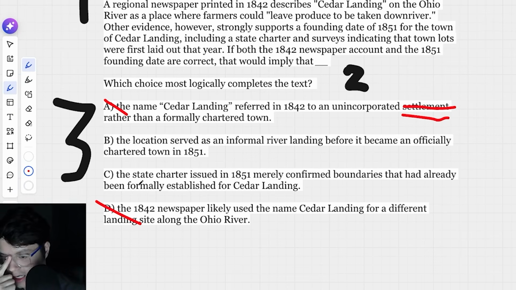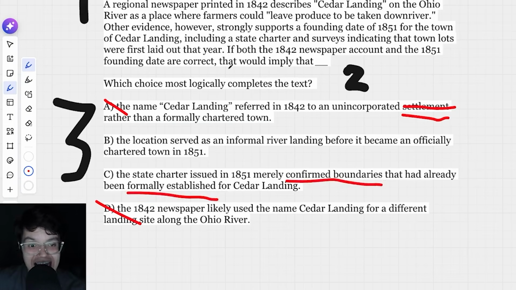What would be wrong with C? The state charter issued in 1851 merely confirmed boundaries that had already been formally established for Cedar Landing. The reason C would be wrong is that it is basically saying the same thing as A. Confirming boundaries would indicate that they already had a full city, a formal town in here. It just says that this would be in name only, that they just threw the name Cedar Landing officially on it. That's not what it's saying here.